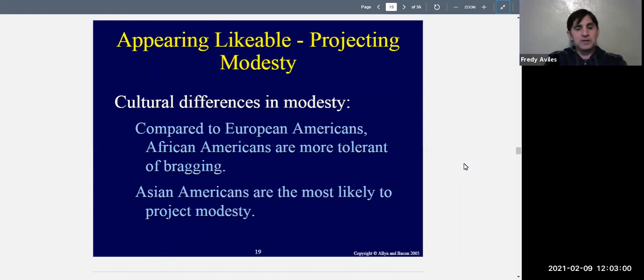Research shows, and some of you may not like what this says, that compared to European Americans, African Americans are more tolerant of bragging. So in other words, African Americans don't have to be so modest and could still be likable. And you see it in the music videos and the rap videos, right? Where they're bragging, I got all these homes, all these women, all this jewelry, all these cars, right? You still like them, right? It's more tolerable if you're African American, if you're Black, to brag.